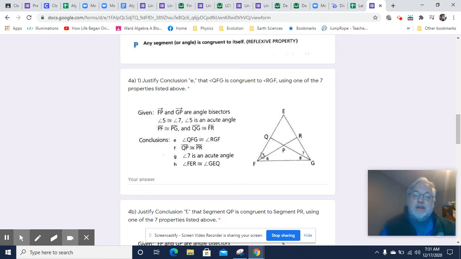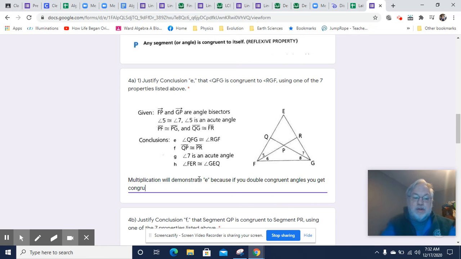And since we know that angle 5 and 7 are congruent, and we know that ray FP and ray GP are bisectors, then we can use multiplication. Okay, we'll demonstrate E. Because if you double congruent angles, you get congruent products. And that all flows from the definition of angle bisector and the fact that that means 7 and 8 are congruent and 5 or 6 are congruent.